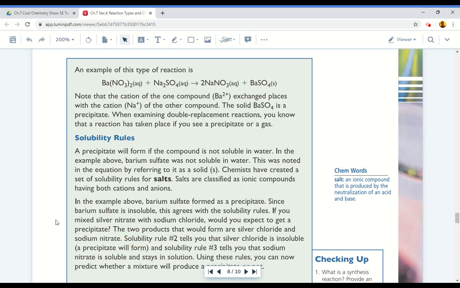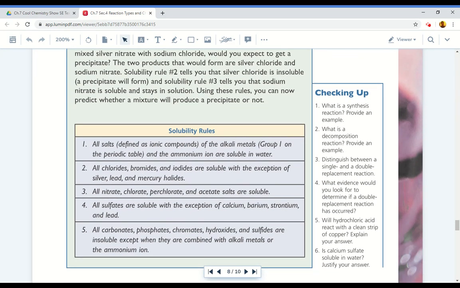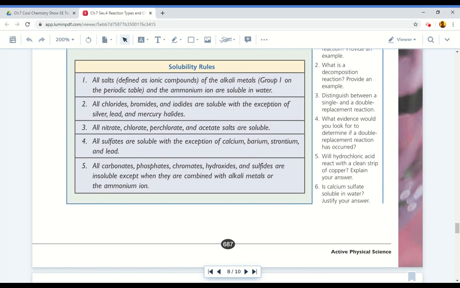Solubility rule 2 tells you that silver chloride is insoluble. A precipitate will form. And solubility rule 3 tells you that sodium nitrate is soluble and stays in solution. Using these rules, you can now predict whether a mixture will produce a precipitate or not. And then here are the solubility rules.